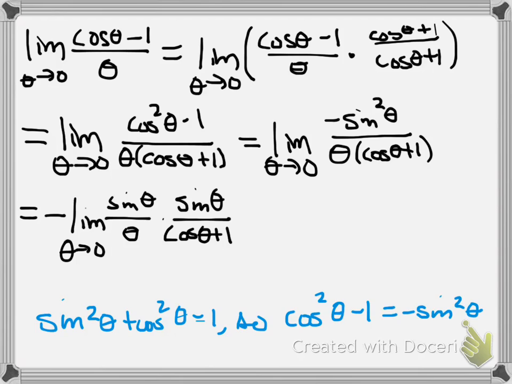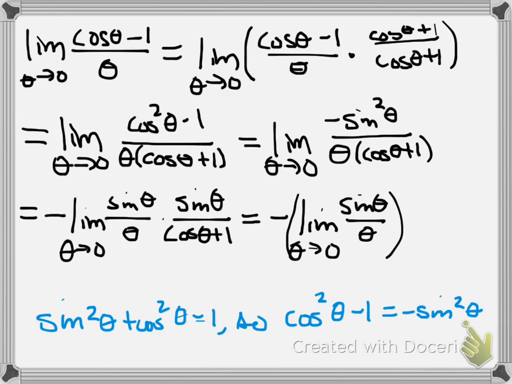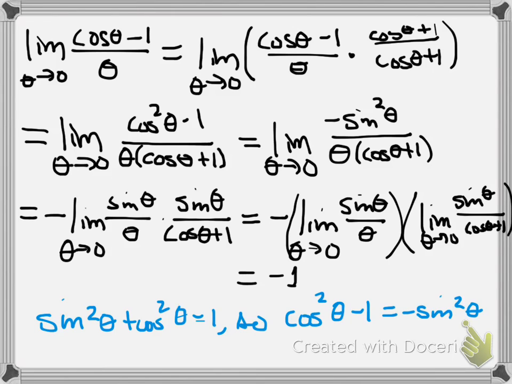Okay, so we've got two factors inside the limit. Sine theta over theta, that limit exists and goes to 1. Theta equals 0 is in the domain of sine theta over cosine theta plus 1, right? The denominator is 2, the numerator is 0. The limits of both factors exist, so we use our limit laws. And we get, keeping the minus sign out front, the limit as theta goes to 0 of sine theta over theta times the limit as theta goes to 0 of sine theta over cosine theta plus 1. And again, those limits are 1 and 0, so the whole limit is 0.